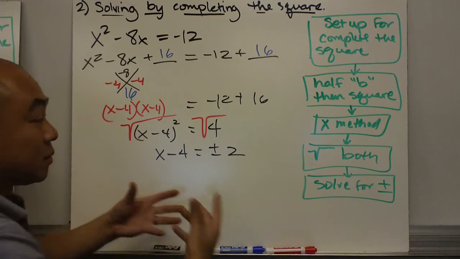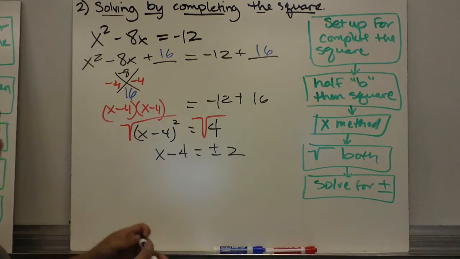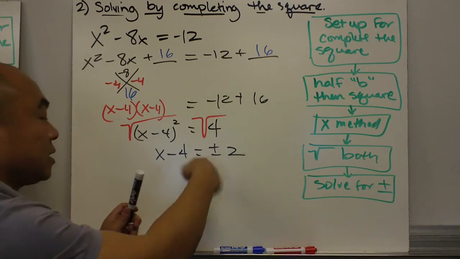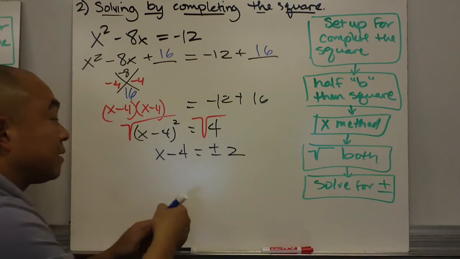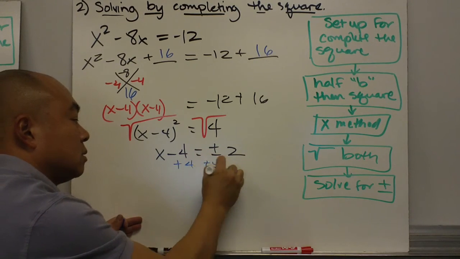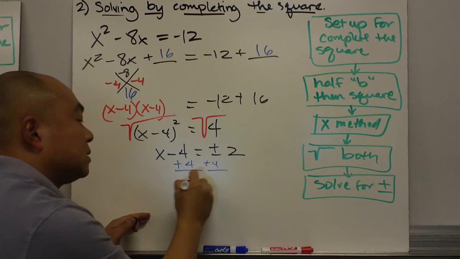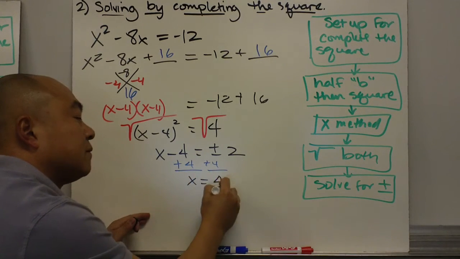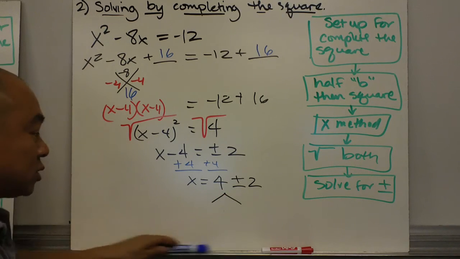And then just like what we did with the other ones, we're going to go ahead and solve for both. So now we have this part right here. Since we have x minus 4, we're going to add 4 to both sides. And you are now left with x is equal to positive 4 plus or minus 2. And that can be separated into two things.